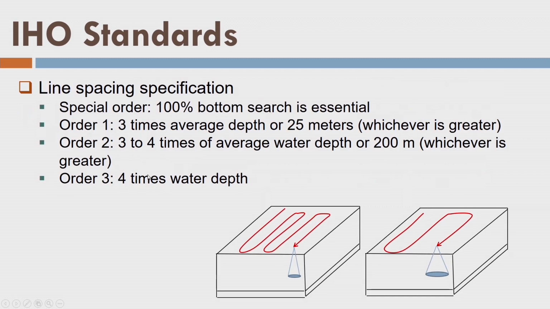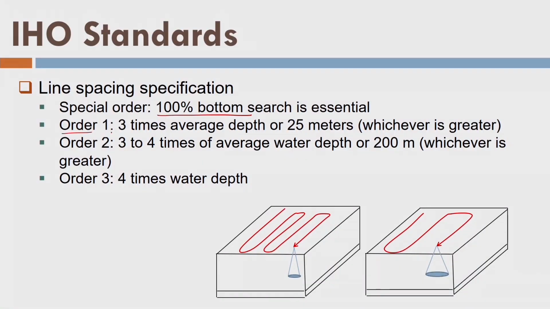What about the line spacing? In case of special order, we have 100% bottom search, which is essential: whatever accuracy or line spacing we maintain in case of special order survey, I have to have exploration of 100% bottom. That means the complete seabed or riverbed has to be checked.